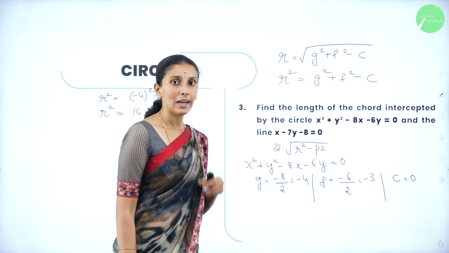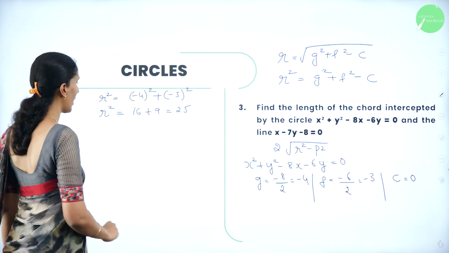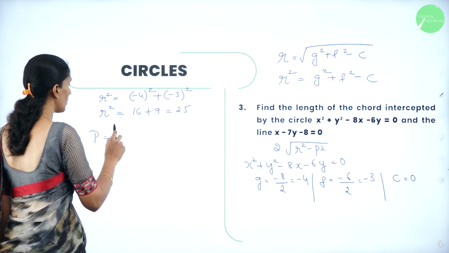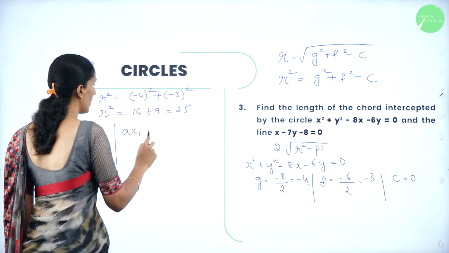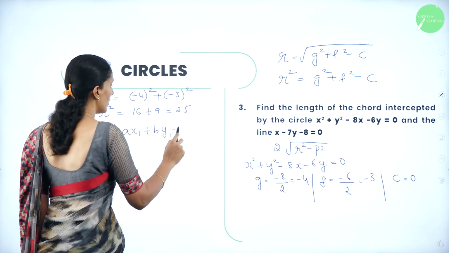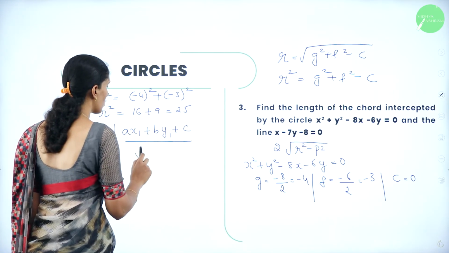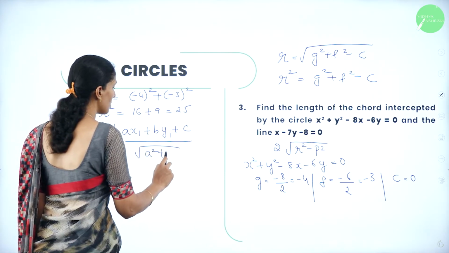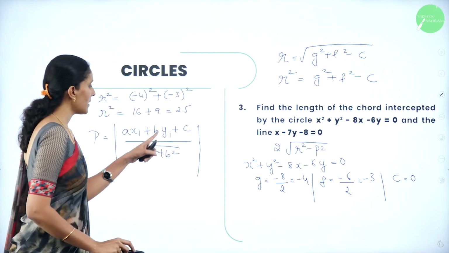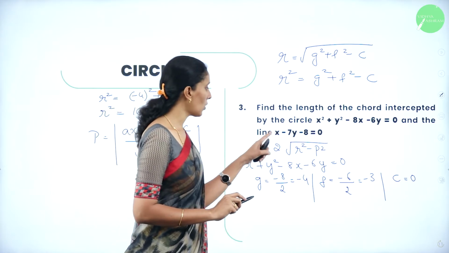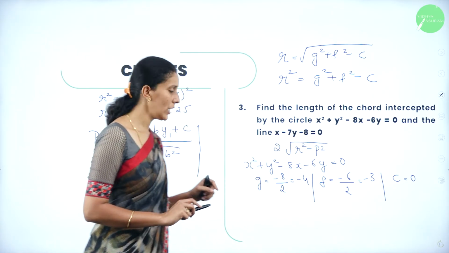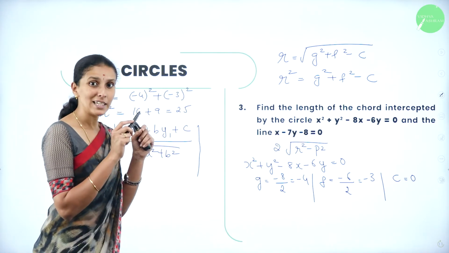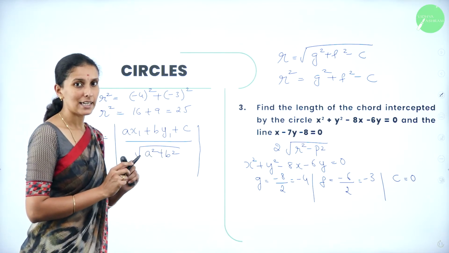Now, I need to calculate p square. First, let us find out p. Now, p is equal to ax1 plus by1 plus c divided by square root of a square plus b square, where a, b, c are the coefficients of the equation x, y and constant, and x1, y1 must be the center of the circle as I said earlier.